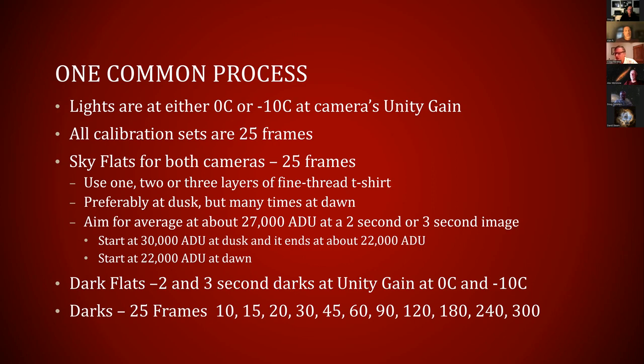So what I've decided is that I'm not gonna have to worry about flats at different lengths. I do dark flats at 2 and 3 seconds. I think I got 4 seconds now. And at unity gain at 0 and -10. And then my lights, I find where I can get them at either 2 or 3 seconds. I wait until I hit that ADU level at either 2 or 3 seconds, and then I start taking my flats. So I don't have to worry about doing additional dark flats to match up with them.